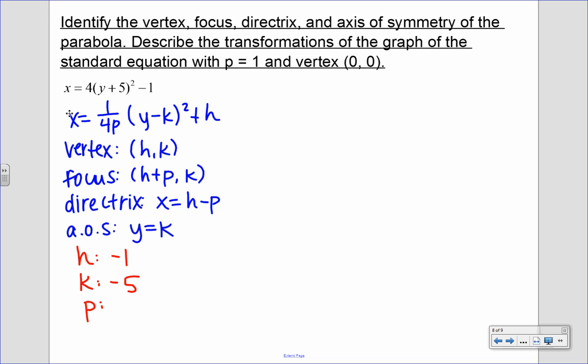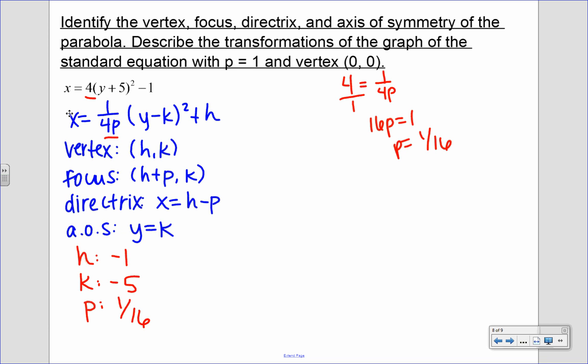And our p, well, what we can do is set these equal to each other to figure it out. We can do 4 equals 1 over 4p, cross multiply and solve. p is equal to 1/16. We can do that trick. So p is 1/16. All right.